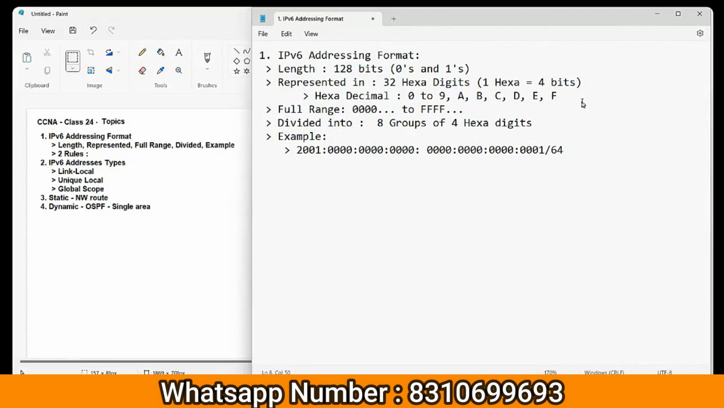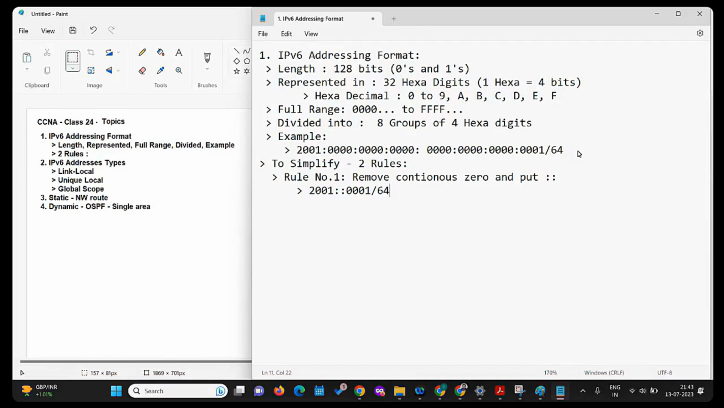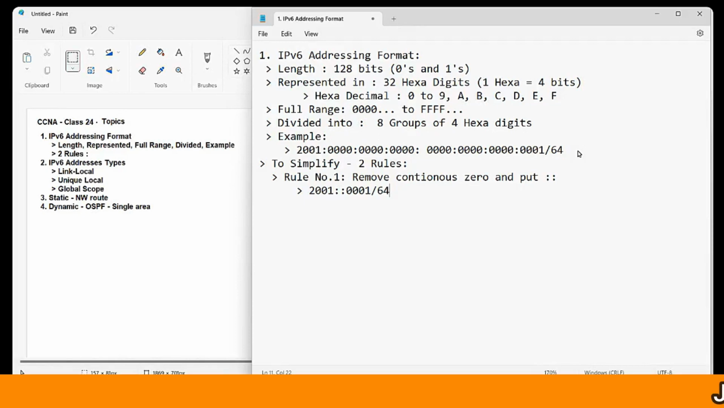Now, if anybody asks what your IPv6 address is, you need to say like this: 2001 colon 000 colon 000 colon 000 colon. But it is very difficult to say like this, quite big. So they invented 2 rules. What is the meaning of this? Between this double colon, 6 groups of zeros are there. The computer knows that 8 groups is my IPv6 address format. Whenever I put a double colon, it will add that many groups of zeros in between, to simplify.